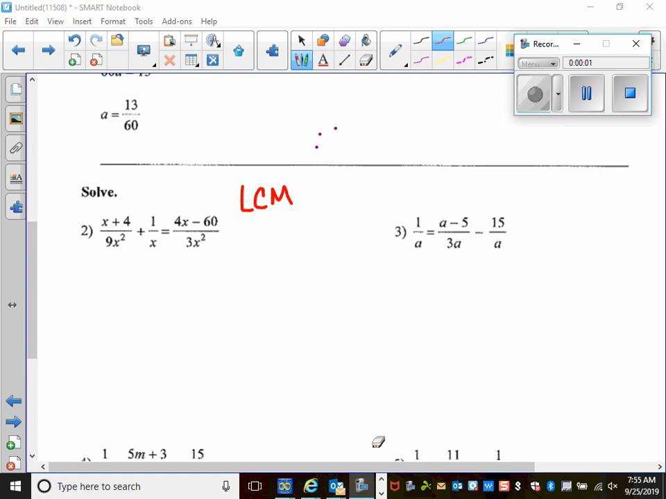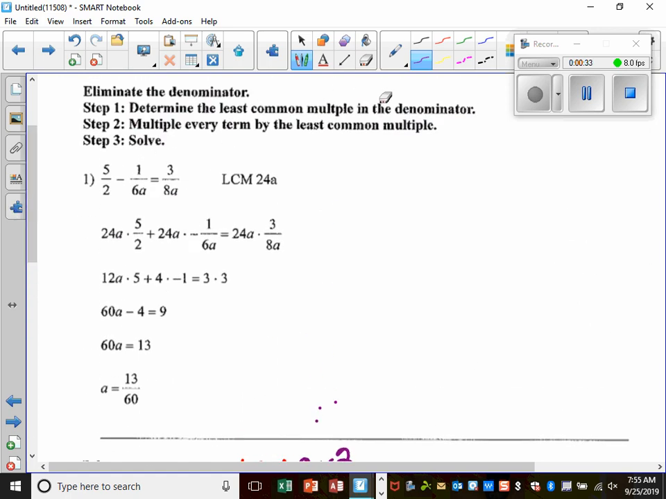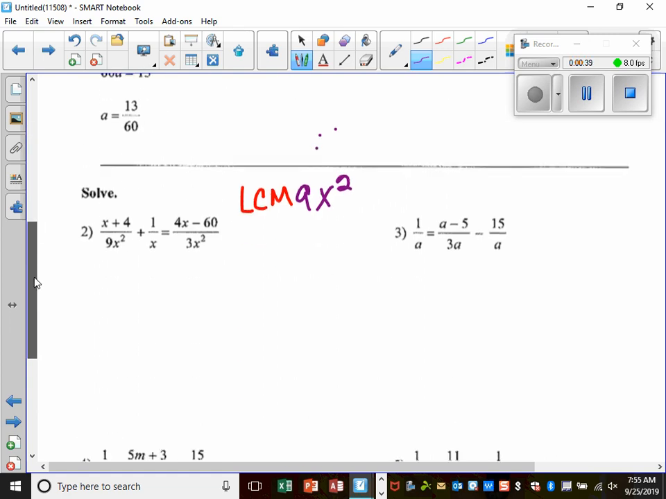Page 12A. So the very first thing we're going to do here is determine the least common multiple. The least common multiple is 9x squared. Very good. In this case, you're going to take the highest exponent, because there are three different terms, and then of course the LCM for 9 and 3 is 9. All right, so that's step one: determine what your LCM is. Then you're going to multiply every term by the LCM.